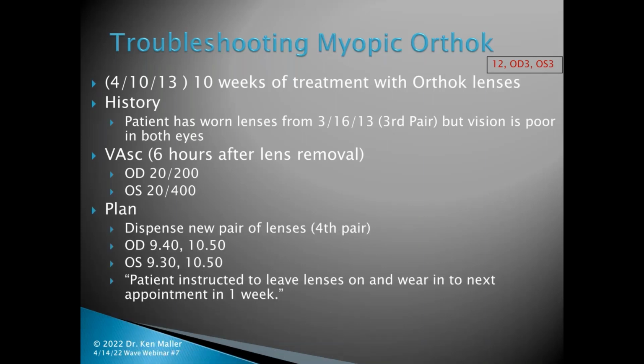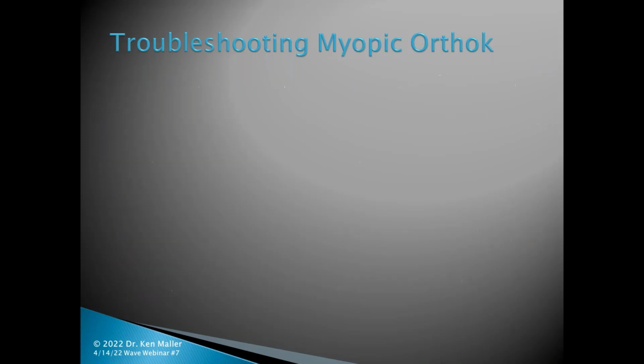Dispensed a new pair of lenses, which was the fourth pair. Those were the ones with the flattened base curves on both that they had ordered in. He was instructed to leave those lenses on and wear them into the appointment that was going to come up in 1 week. So that was the 12th visit, OD number 4 and OS number 4.